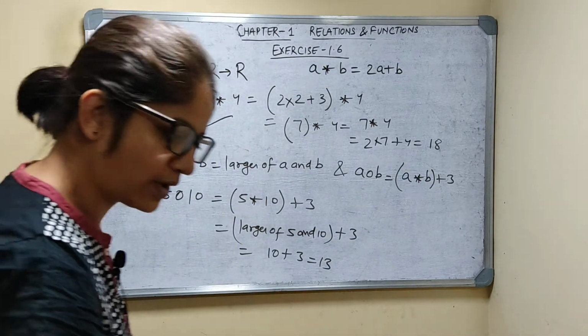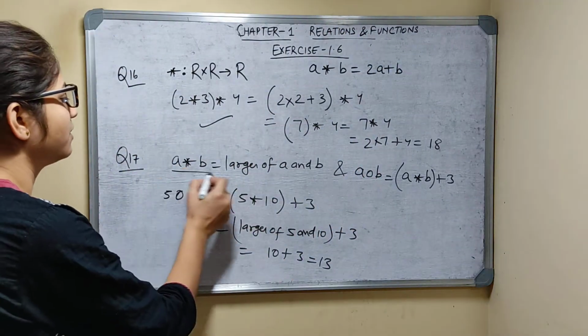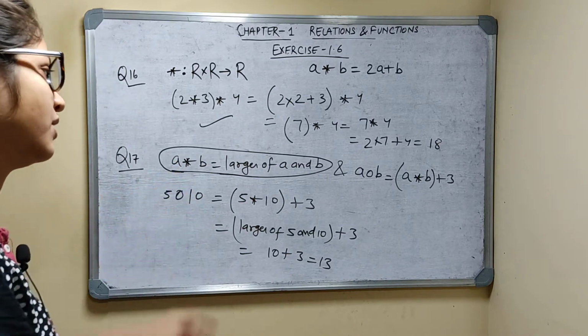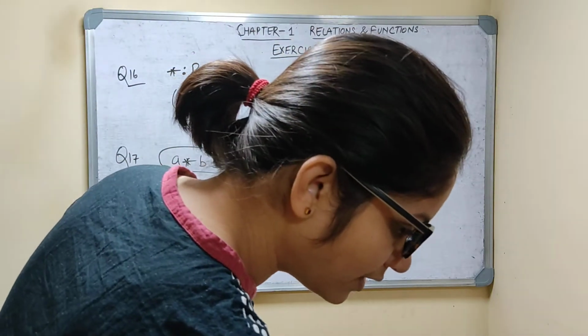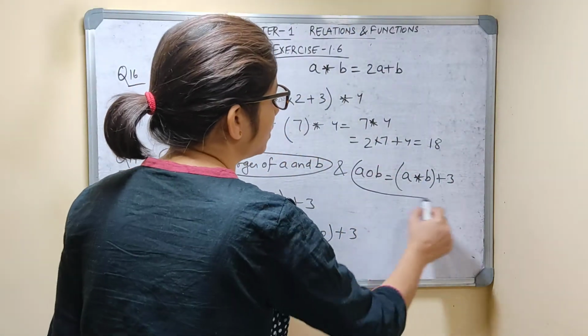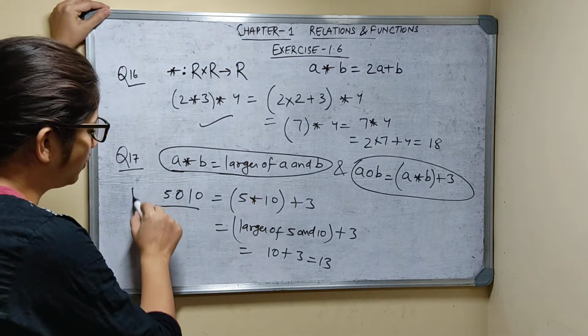Question number 17 you can see, if a * b denotes the larger of a and b. a * b is what? Larger of a and b. This is the binary operation. a * b is equal to larger of a and b. And one more function is given. If a O b is equal to (a * b) whole plus 3 you have to do. So 5 O 10 you have to find.